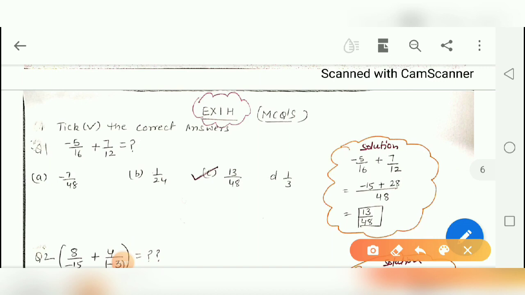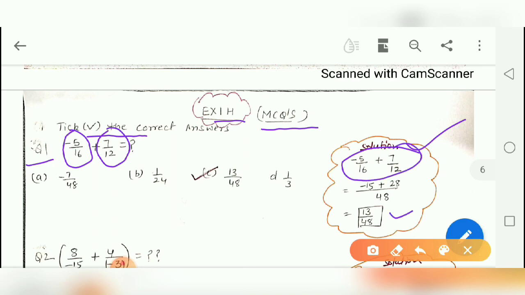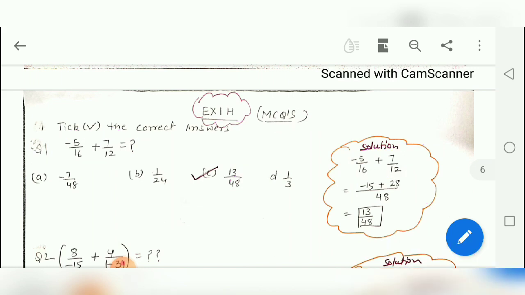Now, let us discuss the MCQs of exercise 1H, which I had given you for trying and doing extra practice. Here we have to solve the question and tick mark the correct answer from the 4 options. Like question number 1, we have to add these two rational numbers. Here I have done the solution. After solving this, I get the answer as 13 by 48. So I have ticked the C part.